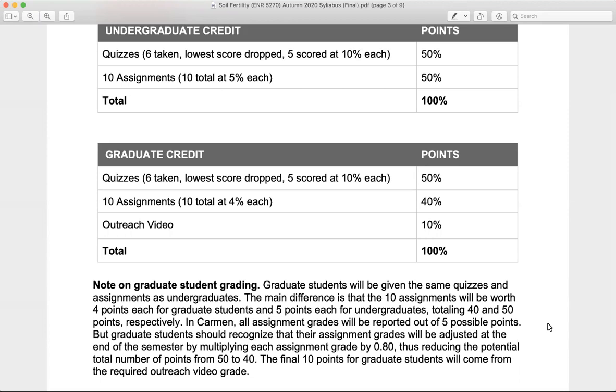So for graduate students, you have essentially 10 assignments that are worth 4 points each. Okay. In Carmen, they'll be graded on a 5-point scale. And so what I will do at the end of the semester is essentially lop off 20% by multiplying the sum of all of your assignments by 0.8 or 80%. And so that's essentially, it's not taking points away.